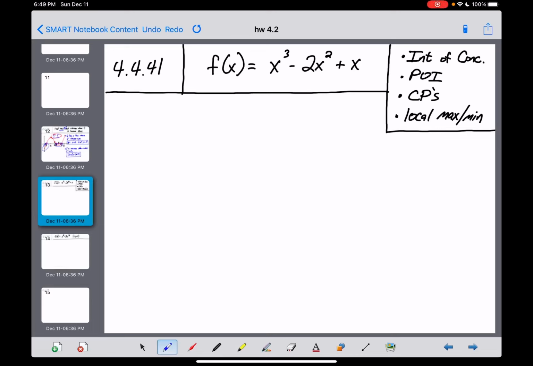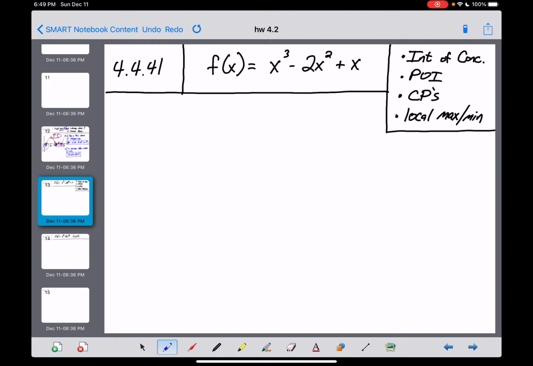In number 41, there's a lot going on right here. They've given us a cubic function, x cubed minus 2x squared plus x, and they're asking us to find 4 different things here, although it's really 2 different things, and a couple of them kind of get lumped together. You'll see why in a second. So this is what they are looking for here, guys.